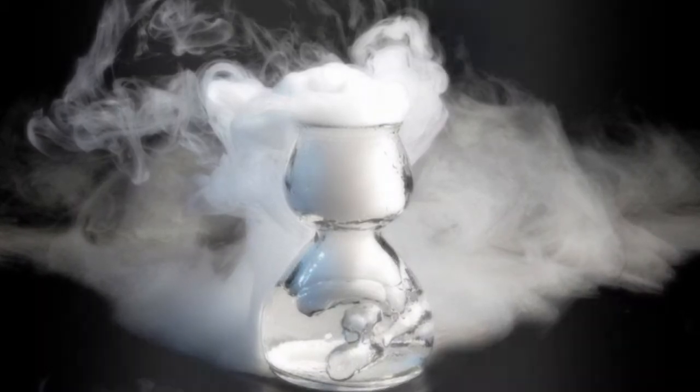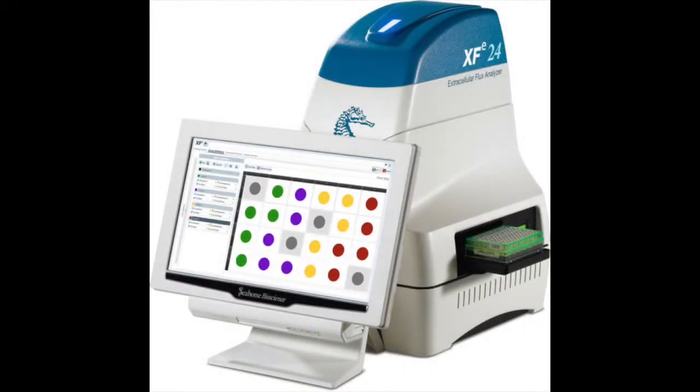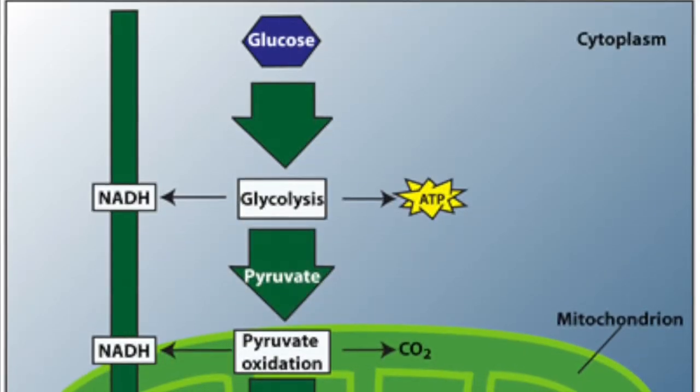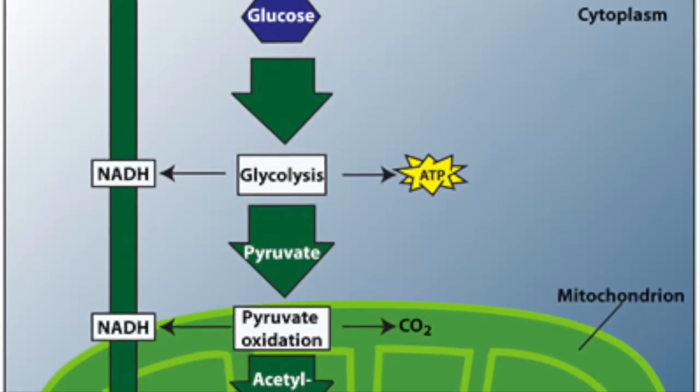A device called a Seahorse XF24 extracellular flux analyzer was used to measure the rate of oxygen uptake and carbon dioxide output in these cell cultures. Each culture was placed in a running medium containing glucose and sodium pyruvate and was allowed to acclimatize for an hour before it was tested for oxygen consumption and metabolic rate.